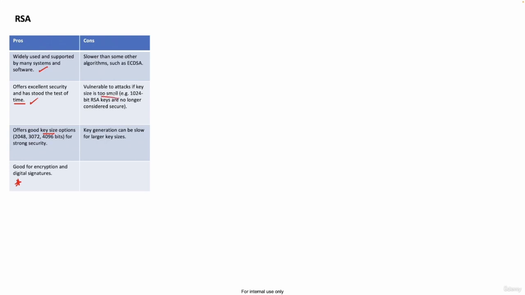That's why, as I told you, 1024-bit RSA keys are no longer considered secure. NIST says that you should be at least at 2048 bits. So quite important, if you are using RSA, please go with large key sizes. And it also says that sometimes the key generation can be slow for large key sizes. Obviously, right? If you are creating such a big key, a 4096-bit key, then the key generation can be slow.